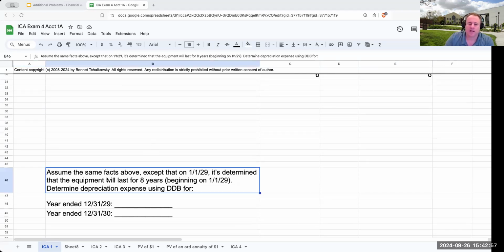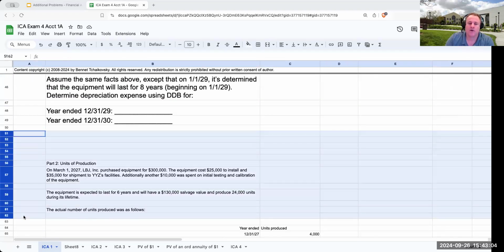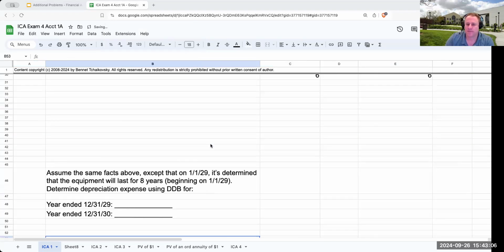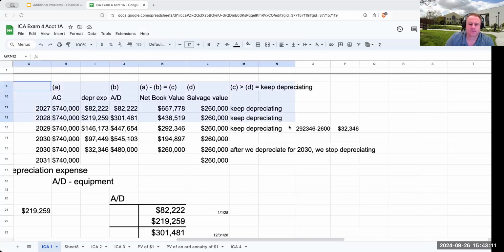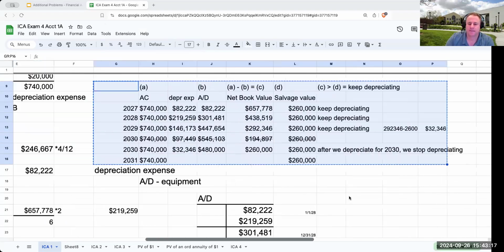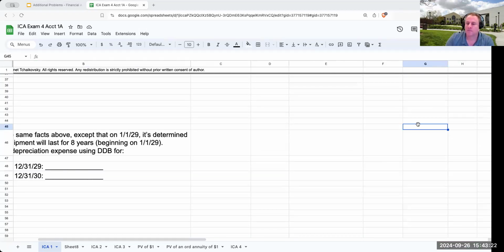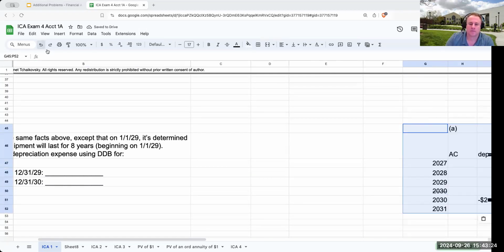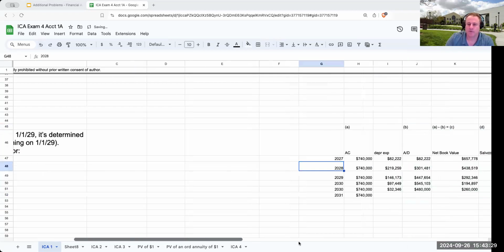So let's go through and now take a look at this question down here, which tags along with what we were doing up here. So in this particular question, or I should say for this particular assumption, okay, so right over here.